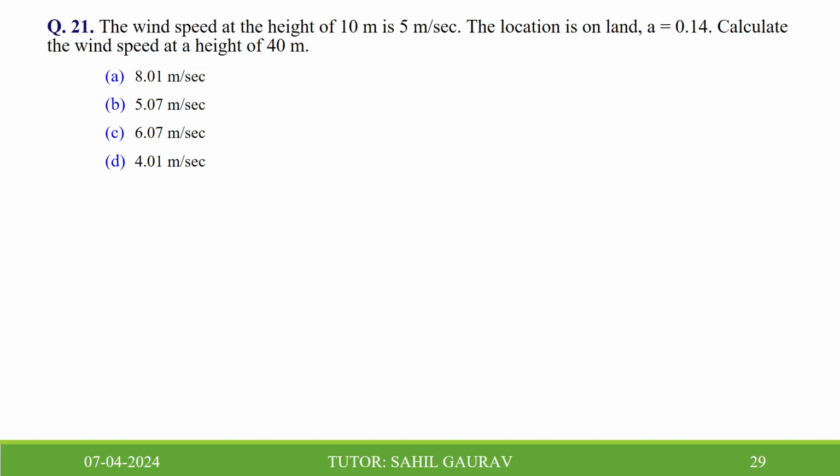The wind speed at the height of 10 meter is 5 meter per second. The location is on land and the value of a is given as 0.14. Calculate the wind speed at a height of 40 meter. So here, what are the values given? U naught is given as 5 meter per second. That is a standard; we take the wind speed at height of 10 meter. So h naught is given as 10 meter, and a is the roughness or friction coefficient.